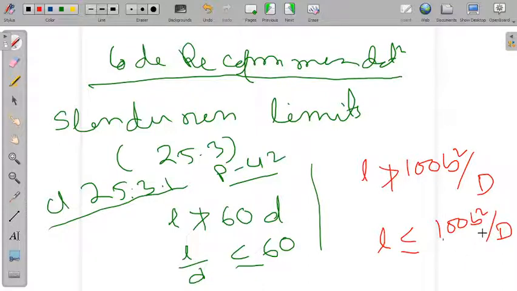Okay, what are that b and d? Here d is the depth of the cross section measured in the plane of the cantilever, and b is the width, that is the perpendicular other direction. Basically the dimensions of the column it is talking about. So this is the first codal provision we need to refer, 25.3.1, that these two provisions must satisfy.